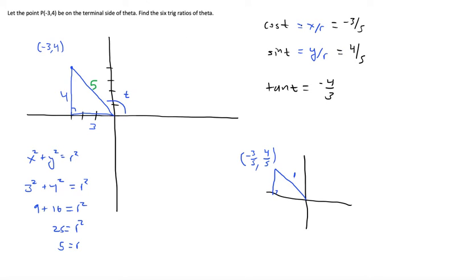All right, so now that we have these, we should be able to get the reciprocals. The reciprocal of cosine is secant, which is -5/3. The reciprocal of sine is cosecant, which is 5 over 4. The reciprocal of tangent is cotangent, which is equal to -3 over 4.